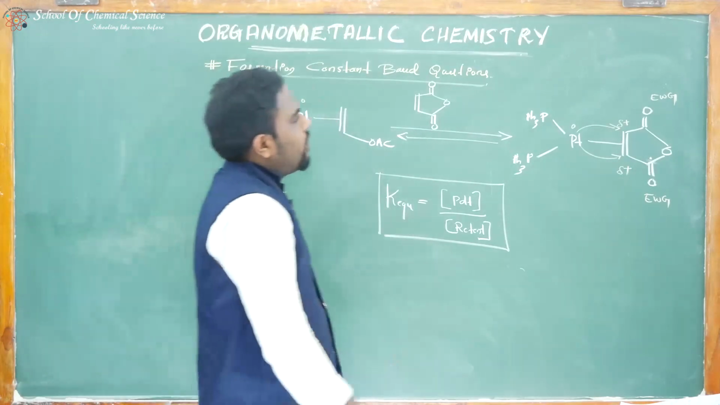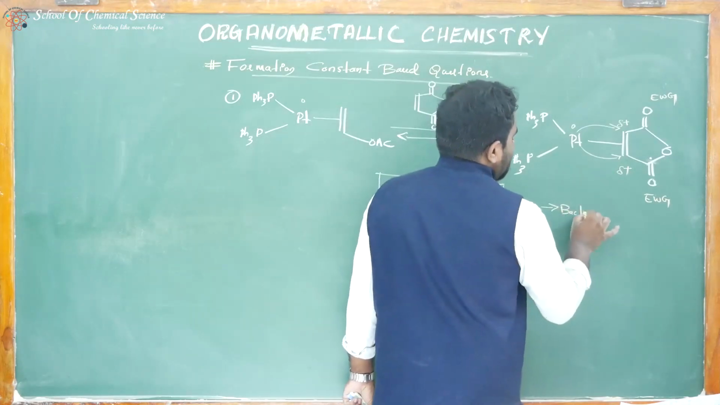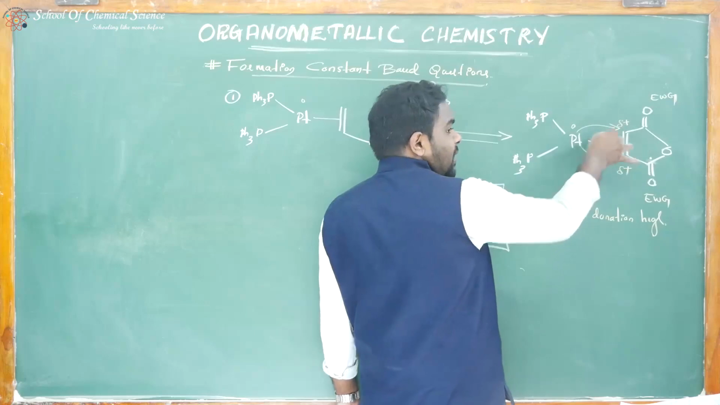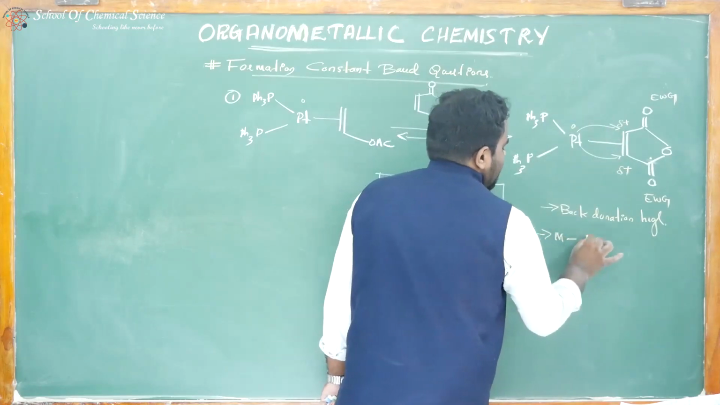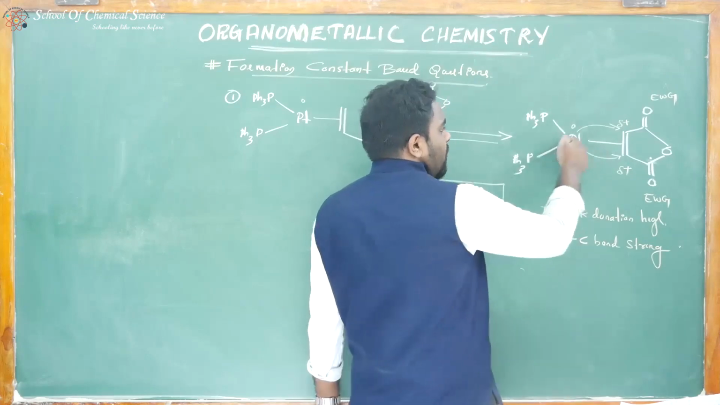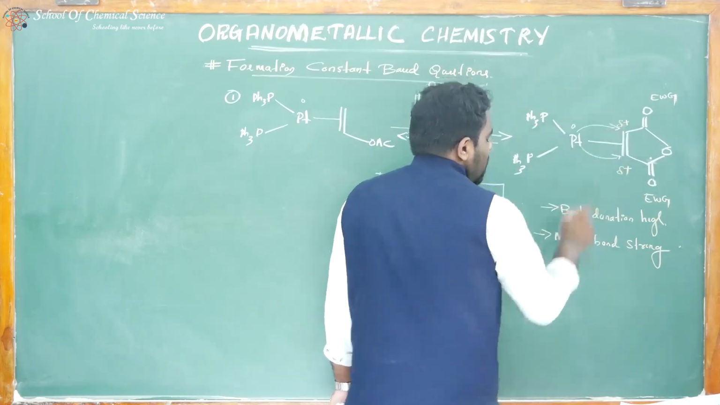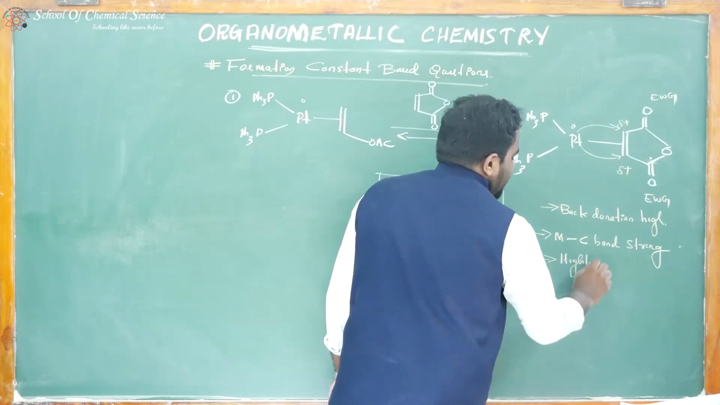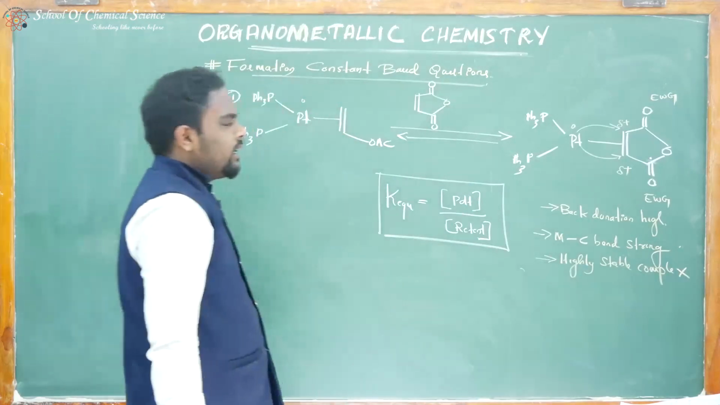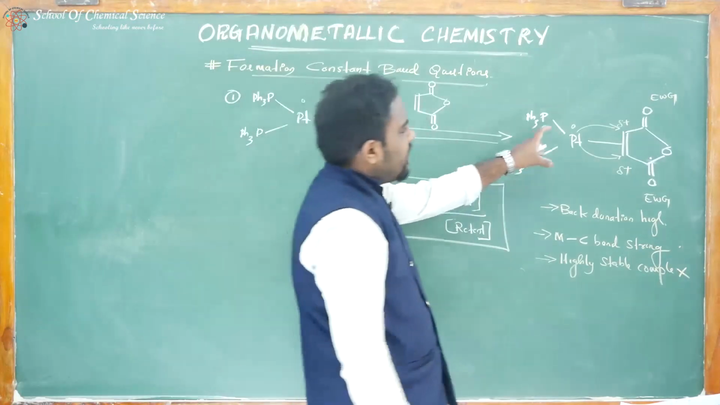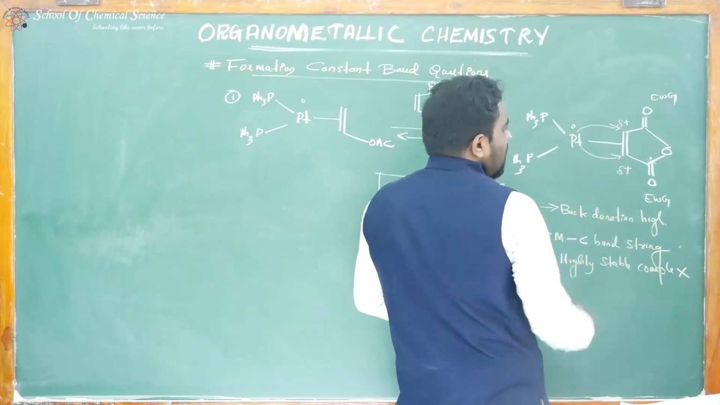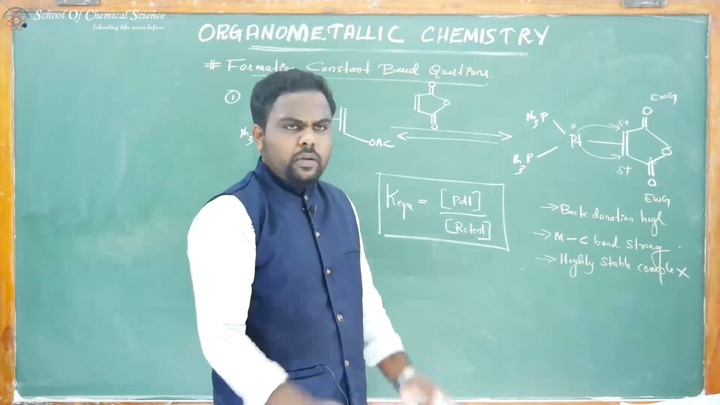Compared to this one, here back donation is high. Back donation high means metal carbon bond order is high, or the metal carbon bond is strong. So the platinum alkene bond is strong, which means this is a highly stable complex. Clear? So comparing the reactant and your product, a very high amount of back donation is there. Due to back donation, the platinum carbon bond becomes more strong. Metal carbon bond strong means that complex is a highly stable complex that will not dissociate.